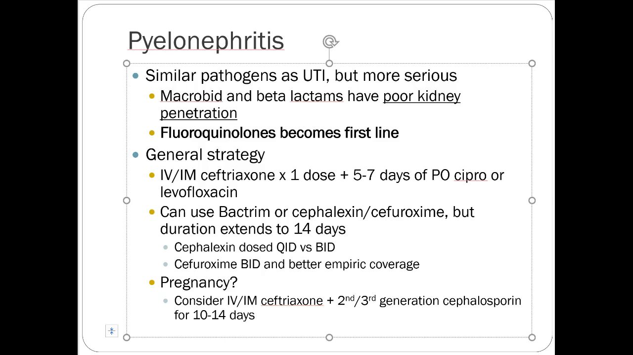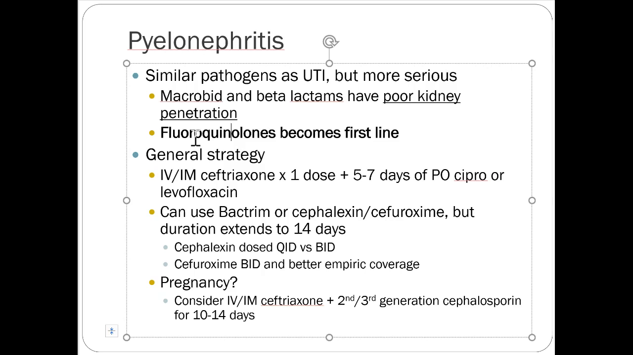If you don't have access to those types of medications, you can just start them right on Cipro. And oftentimes they'll use ciprofloxacin or levofloxacin for 5 to 7 days for pyelonephritis. If you don't do IV or IM ceftriaxone, you do have to extend your course a little bit longer. So you'll do like 10 days of Cipro or up to 2 weeks of it. So the IV or IM ceftriaxone buys you some time right away, and it gives you a synergy with the fluoroquinolone.